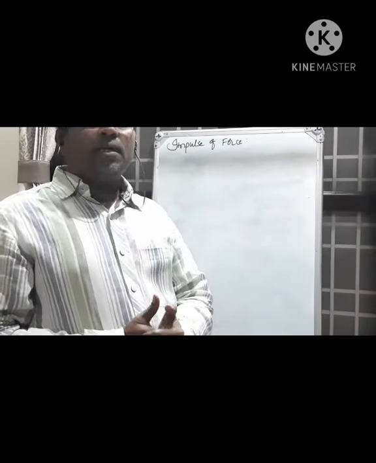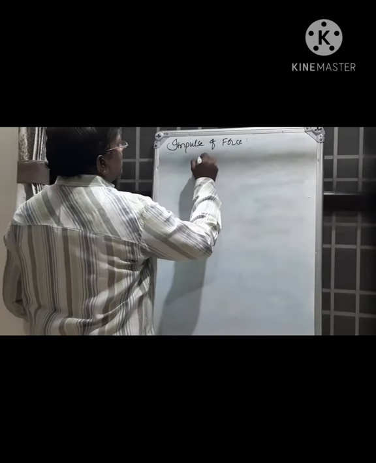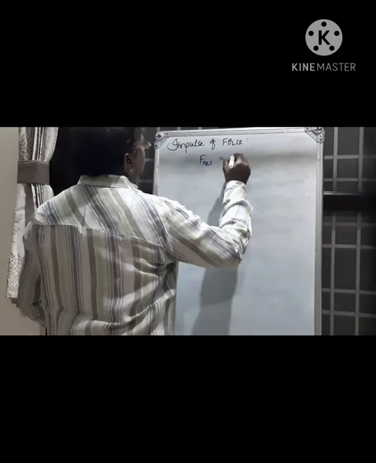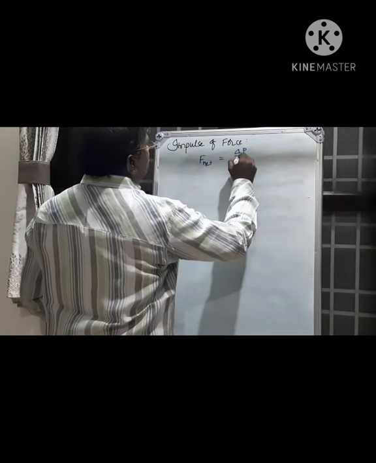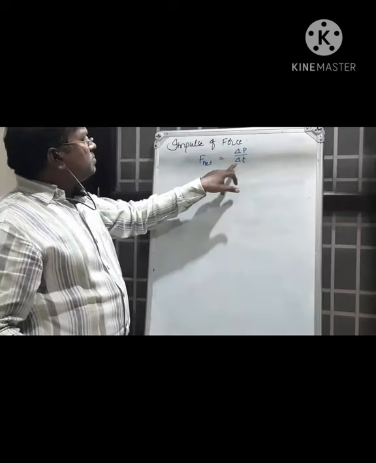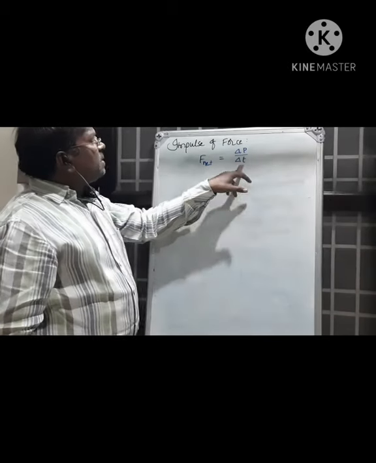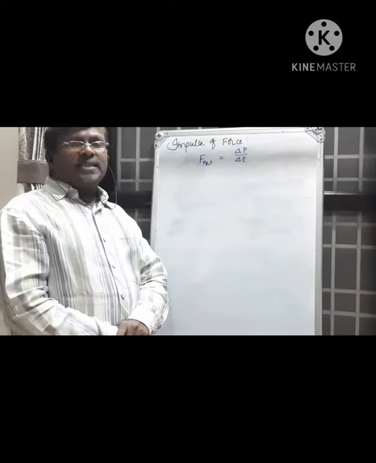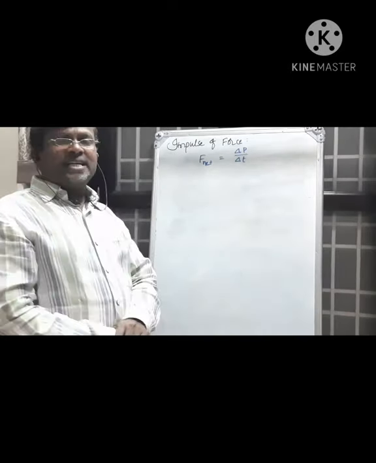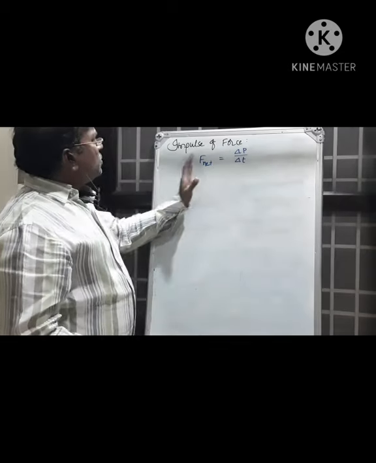Now let us try to derive a formula for impulse. For that we have to recall the formula that we learned while learning Newton's second law. According to Newton's second law, F net is equal to the rate of change of momentum, delta P over delta T. Delta P indicates the change of momentum. Delta T indicates the interaction period, the duration in which the two objects interacted and momentum is exchanged. F net denotes the net force. So this is the formula.